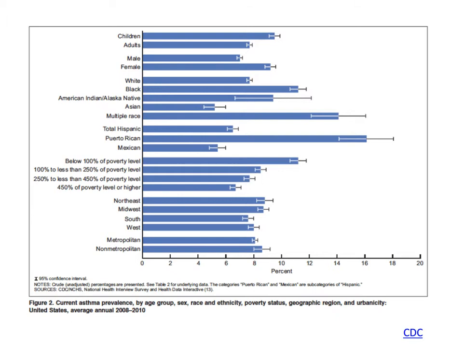However, for individuals who are multiracial and those from a Puerto Rican background, we do see significantly higher rates. Also, income levels show that those who are below 100% of the federal poverty rate have a higher incidence of asthma. That link on the bottom takes you to the CDC website for more incidence figures like this.